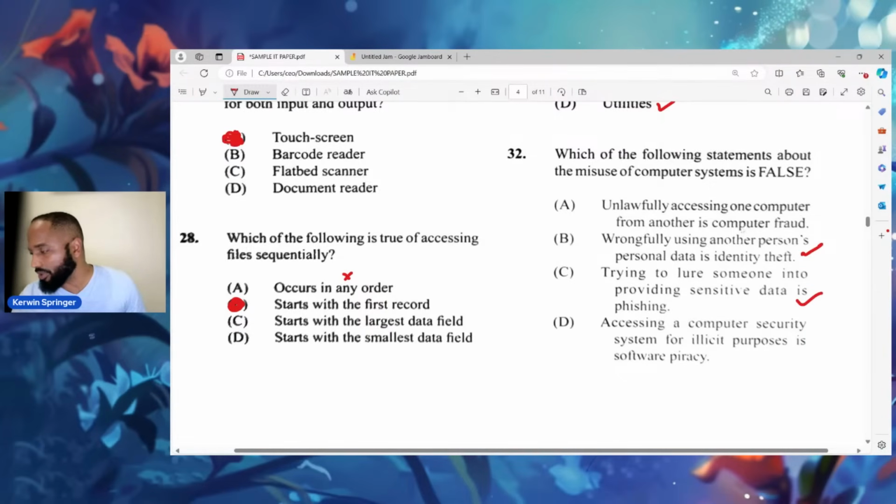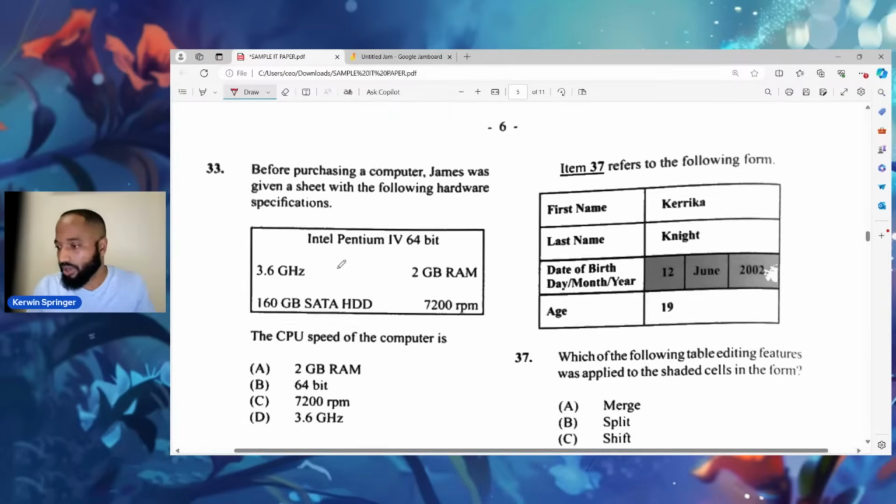Unlawfully accessing one computer from another is computer fraud. Well, I find that fair. Computer fraud. Oh yeah, accessing one computer from another. Okay, fine. So this is not piracy. Software piracy is when you download the bootleg version or something. So 32 is D.